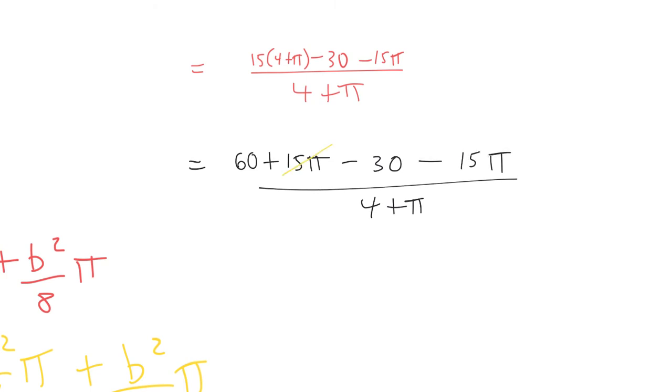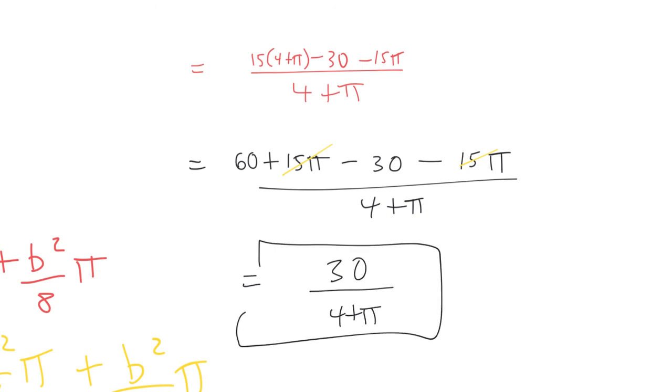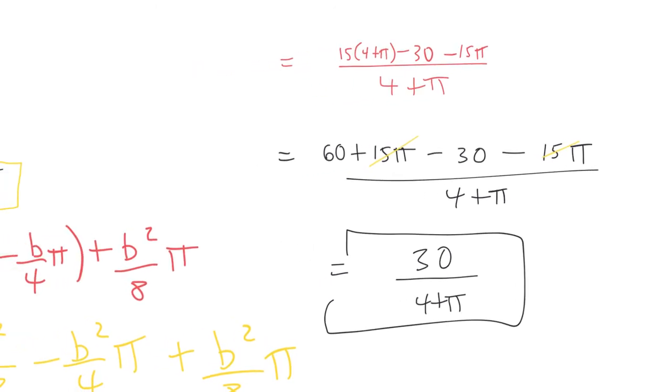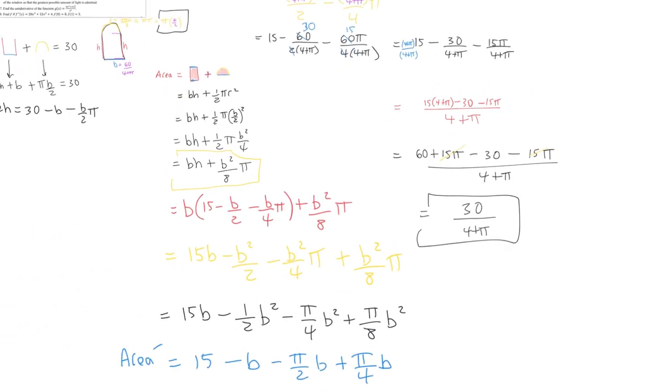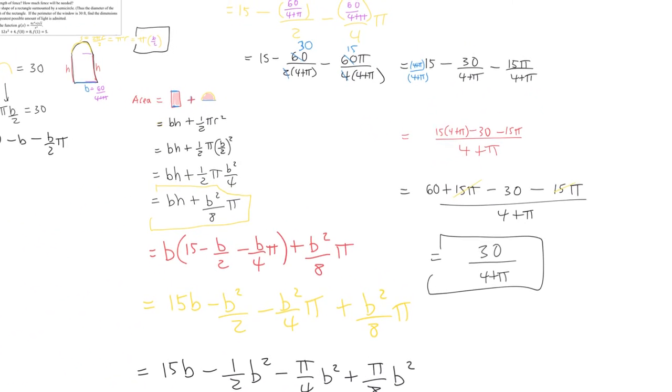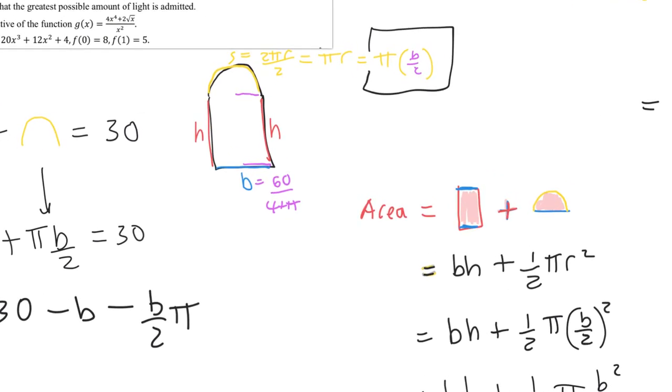So these would cancel, and we would have 60 minus 30, which is just 30. So that would become 30 over 4 plus pi. So that is the answer to the rectangular height, 30 over 4 plus pi.